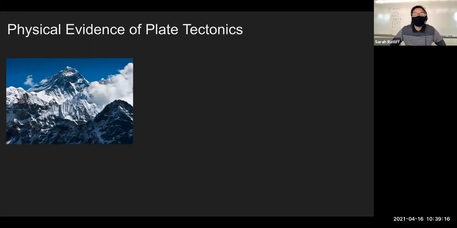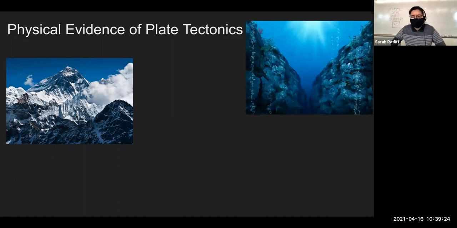Just look around. Mountains. We have the San Gabriel Mountains right outside our doors. Those just didn't pop up out of nowhere. Trenches. If you've ever heard of the Mariana Trench, James Cameron took a submarine down to the bottom of that. It was a huge, big deal. It is super duper deep. It is the lowest point of our lithosphere, of Earth's crust.